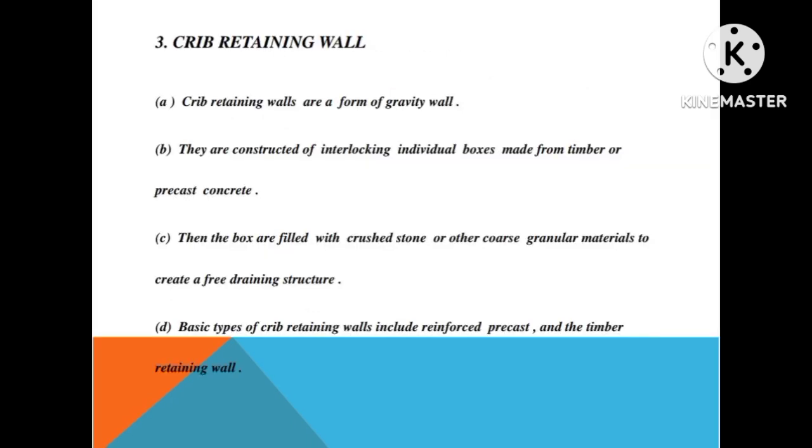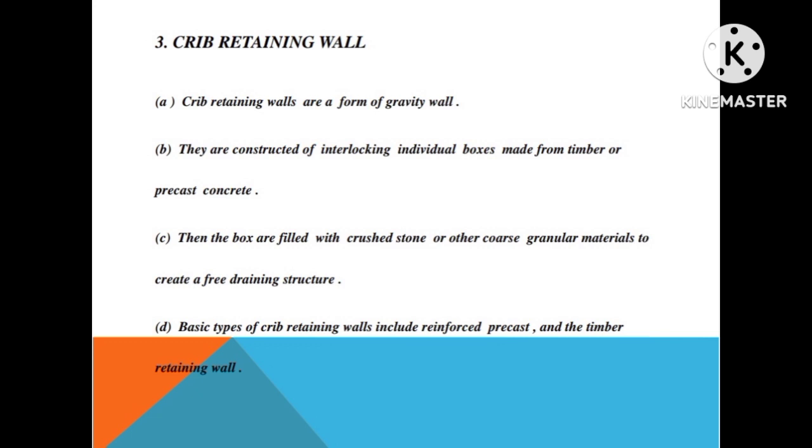Third one is crib retaining wall. Crib retaining walls are a form of gravity wall. They are constructed of interlocking individual boxes made from timber or precast concrete. Then the boxes are filled with crushed stone or other coarse granular material to create a free draining structure.